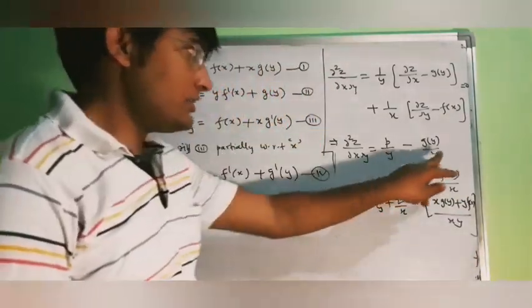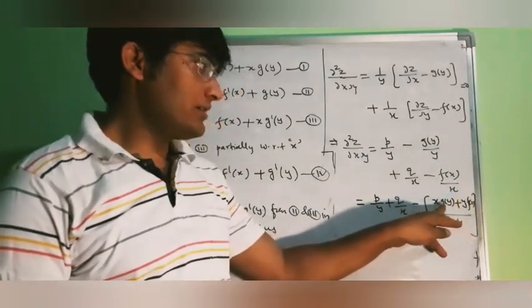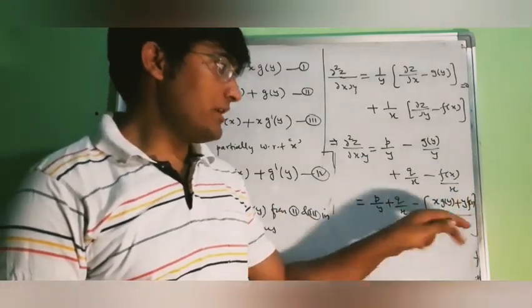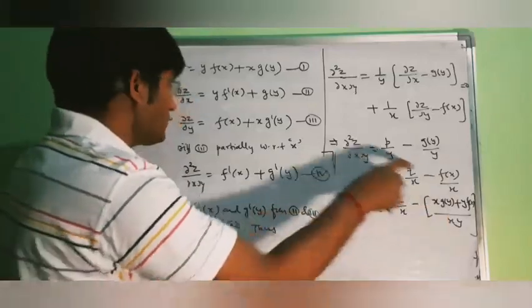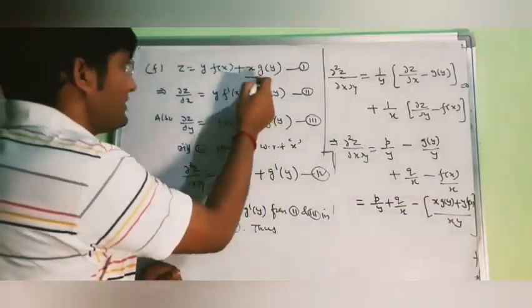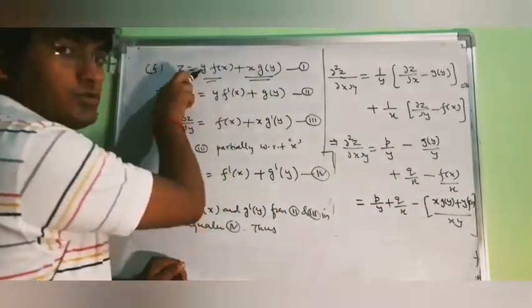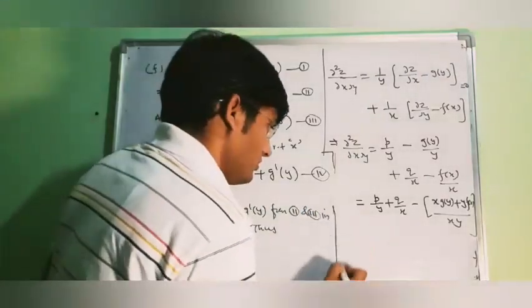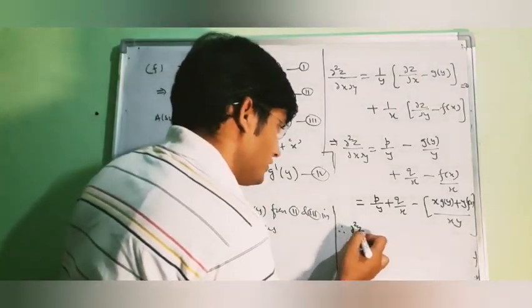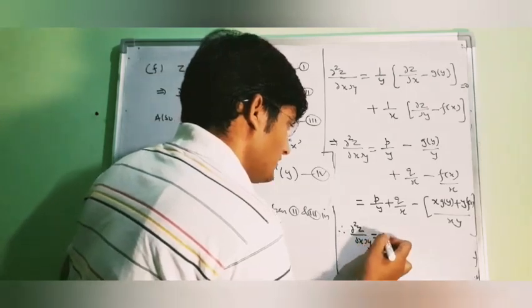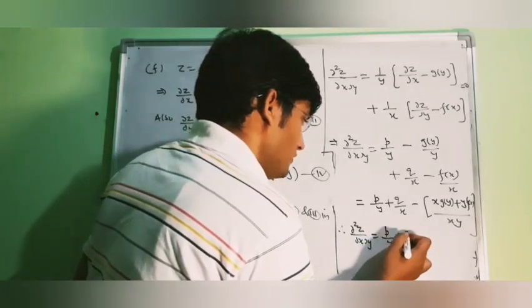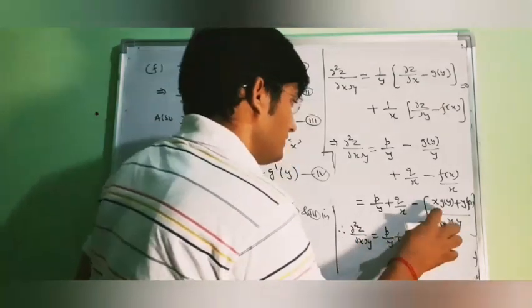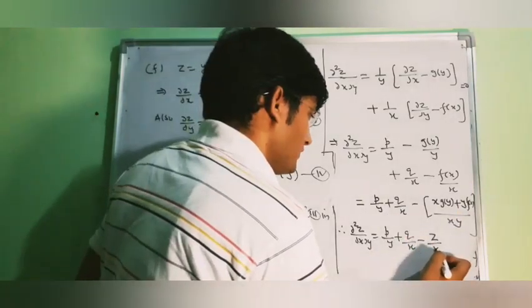Now let us combine these two terms. If we combine these two terms, we will get this term x gy plus y fx upon xy. Now x gy plus y fx is equal to z. So therefore the left hand side, del z upon del x del y is equal to p upon y plus q upon x minus, this is your z upon xy. So this is your answer.